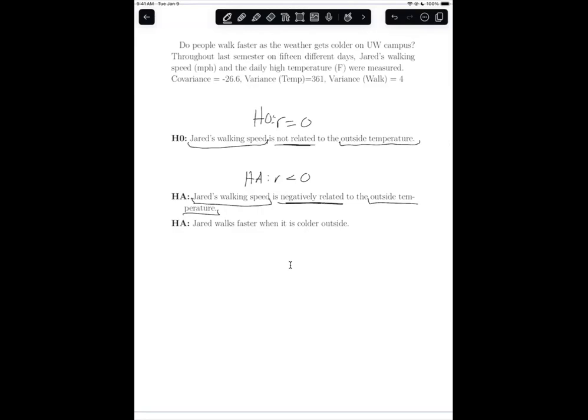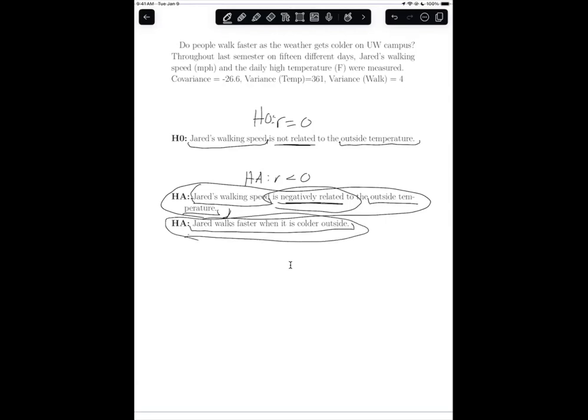Now, this is a little bit of statistical jargon here with this negatively related. And that's why we can actually write this in a different way and just say, Jared walks faster when it's colder outside. That has the same meaning as saying Jared's walking speed is negatively related to the outside temperature. So this first way of doing the alternative hypothesis in English is more of a direct translation to the alternative hypothesis in symbols. And this second way of doing it is more of practically what's going on and maybe more easy to understand. Now, you only need one way to write the alternative hypothesis, but these are just two examples of things that are equivalent to one another.